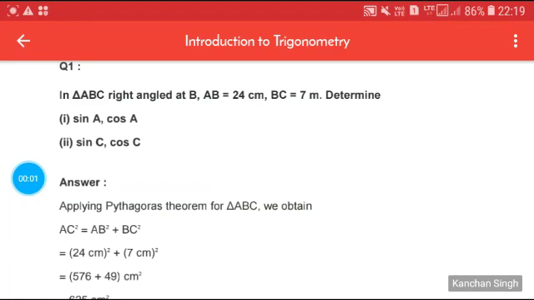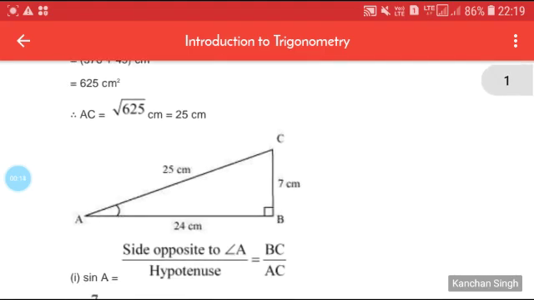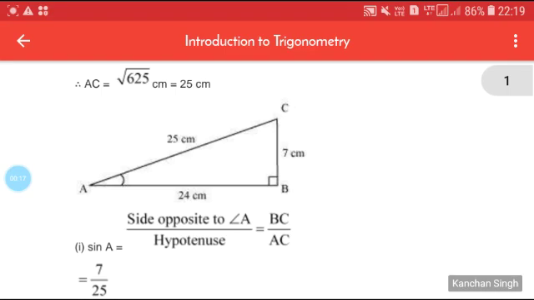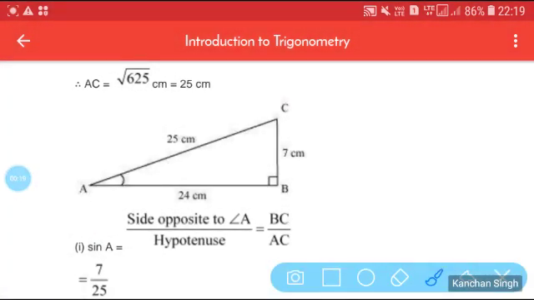Now see, our first question is: in a triangle ABC right angled at B, AB is equal to 24 centimeters, BC is equal to 7 centimeters. Determine sin A, cos A, and in the second case sin C and cos C. For this we have to draw the figure. We will draw right angle triangle ABC. We have to find angle A and angle C.